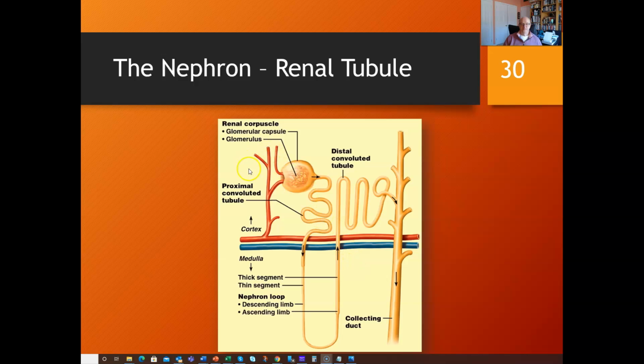Okay, so we have here, just to do the route, the afferent coming in. You have the pressure here creating the filtrate through the little pores in the glomerulus, and you have the efferent vessel taking the rest of the blood away. The filtrate travels through the proximal convoluted tubule into the descending limb of the loop of Henle, up the ascending limb of the loop of Henle, through the distal convoluted tubule, and then into the collecting duct, and then finally dripping out of the end of the renal pyramids.